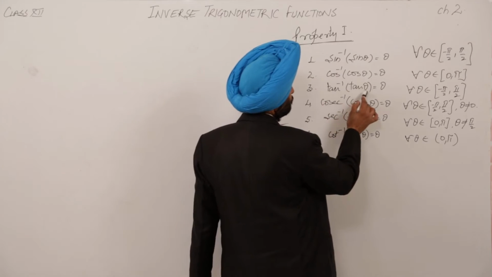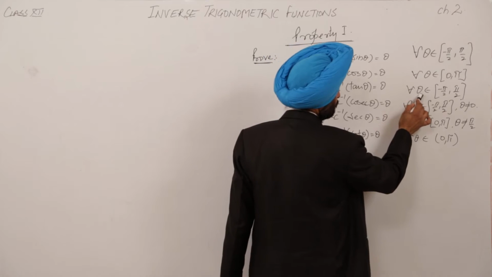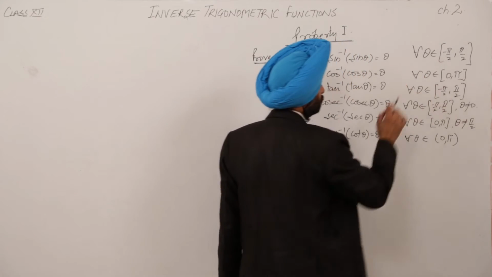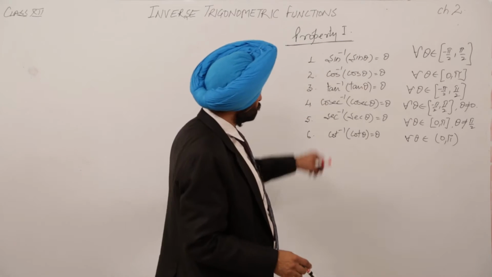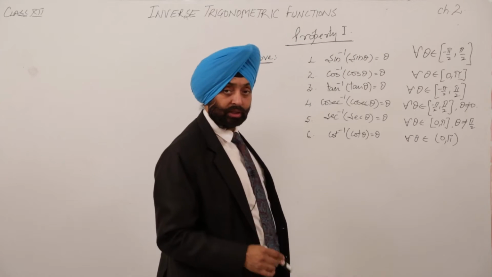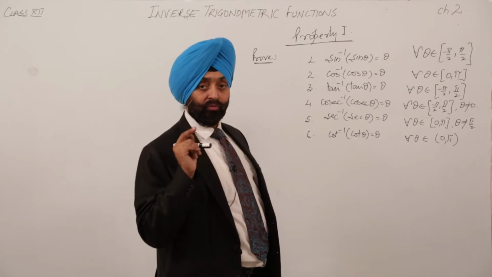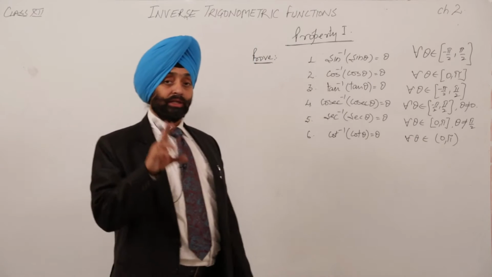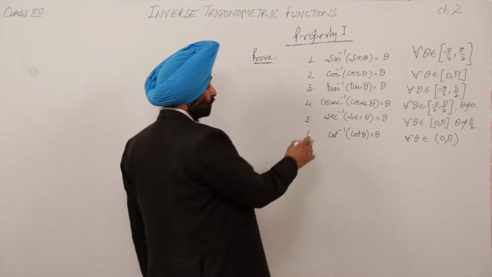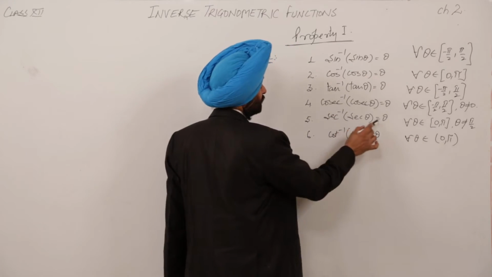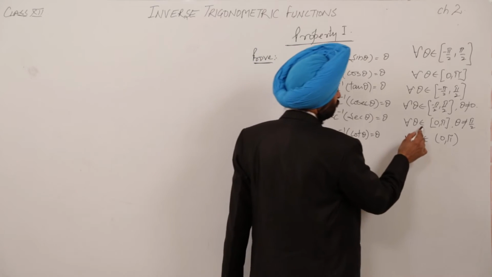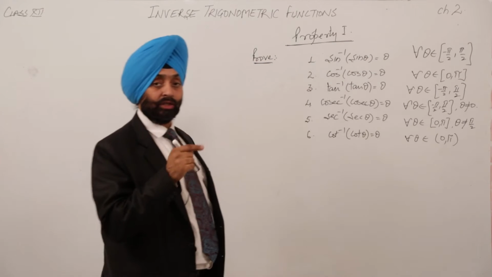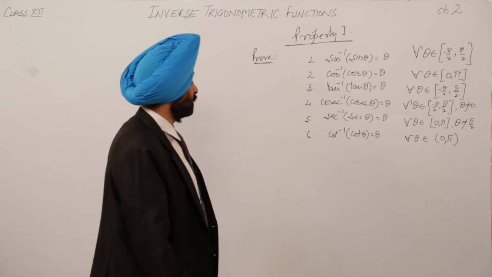Now tan inverse tan theta is equal to theta for all values of theta where theta belongs to minus pi by 2 and pi by 2. Similarly, cosecant inverse cosecant theta is equal to theta for all values of theta where theta belongs to minus pi by 2 to pi by 2 and theta should not be 0. For secant inverse secant theta is equal to theta for all values of theta where theta belongs to 0 comma pi, and here theta should not be 90 degrees, should not be pi by 2.